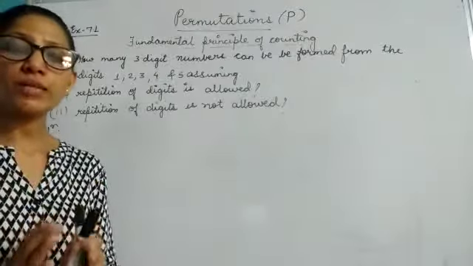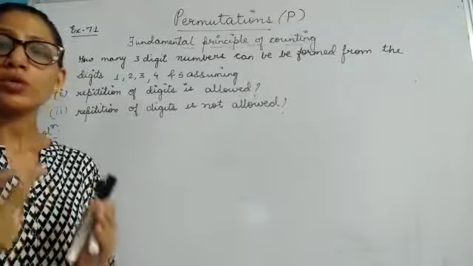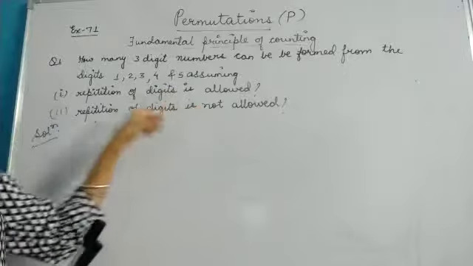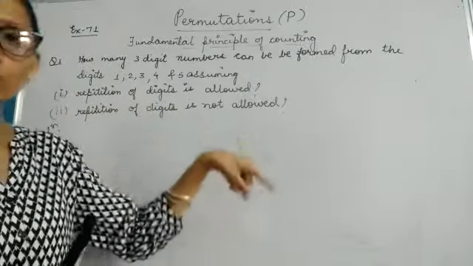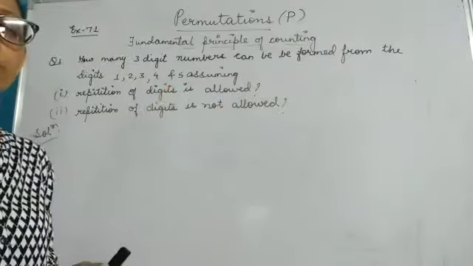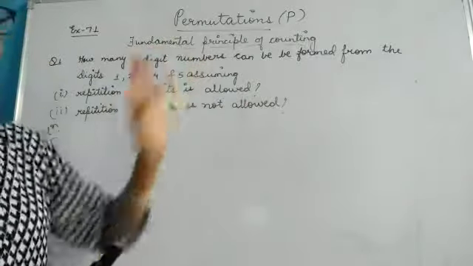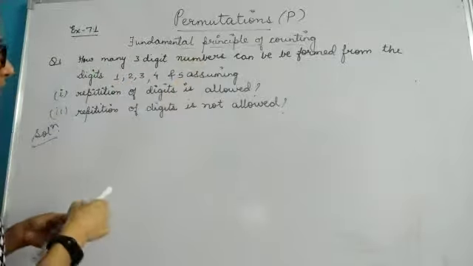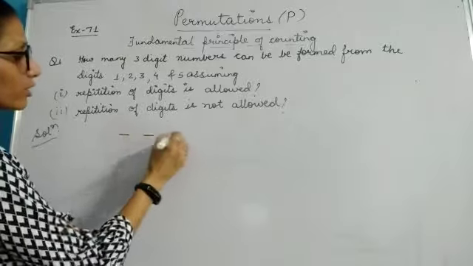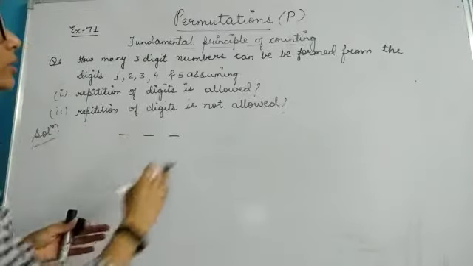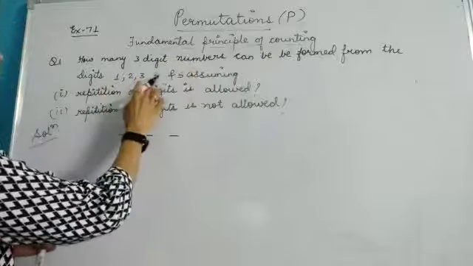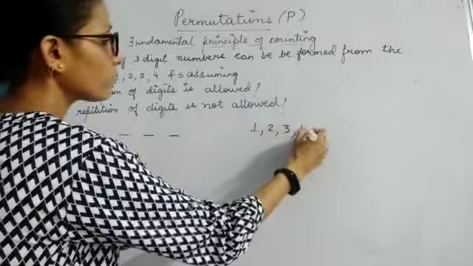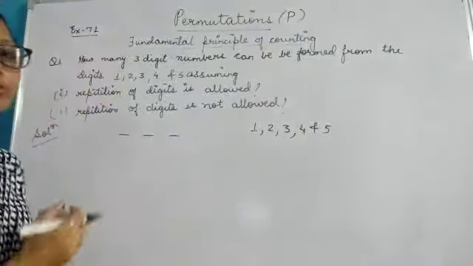Children, whenever you deal with questions of permutations, you can get two kinds of questions. First, when repetition of digits is allowed, and another when repetition of digits is not allowed. Let's see how we can do the first case by the fundamental principle of counting. Now see, here it is given: how many 3-digit numbers can be formed from the digits 1, 2, 3, 4, 5. These are the finite numbers given to us, and we need to frame 3-digit numbers.